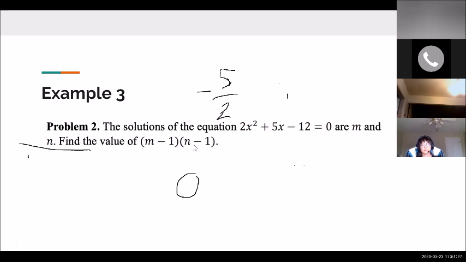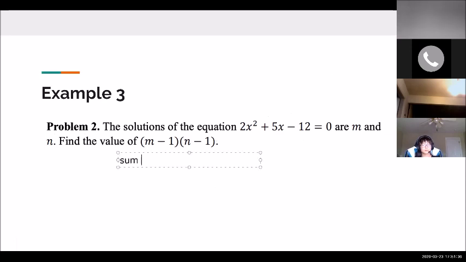To find this value, we can again use Vieta's formula. Let me clear the drawings right now. So using Vieta's formulas, we know that the sum of the roots is equal to minus 5 over 2. And since the roots are m and n, that just means that m plus n equals minus 5 over 2. This is because Vieta's formulas state that the sum of the roots is minus the second term divided by the first term.